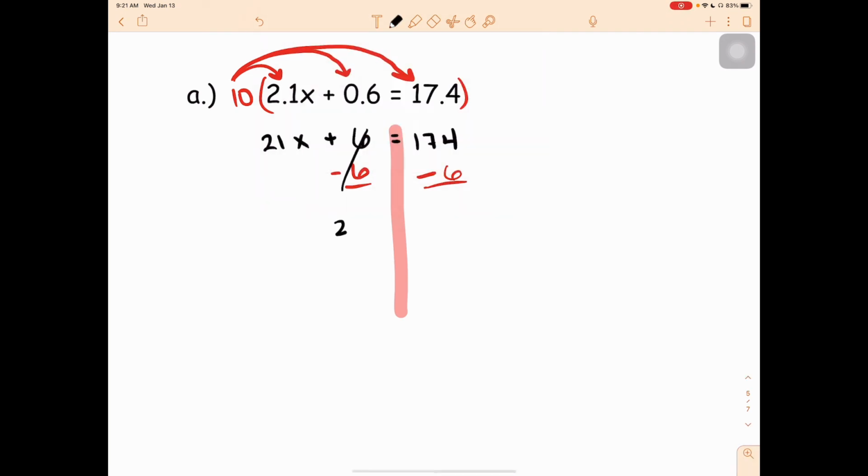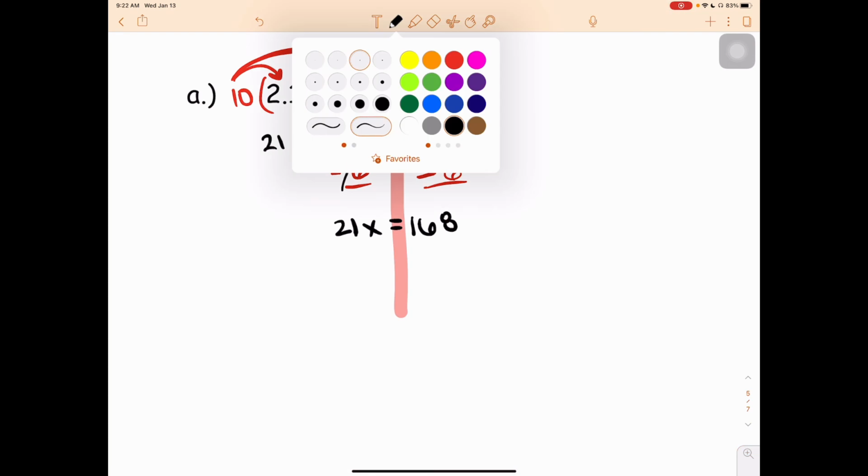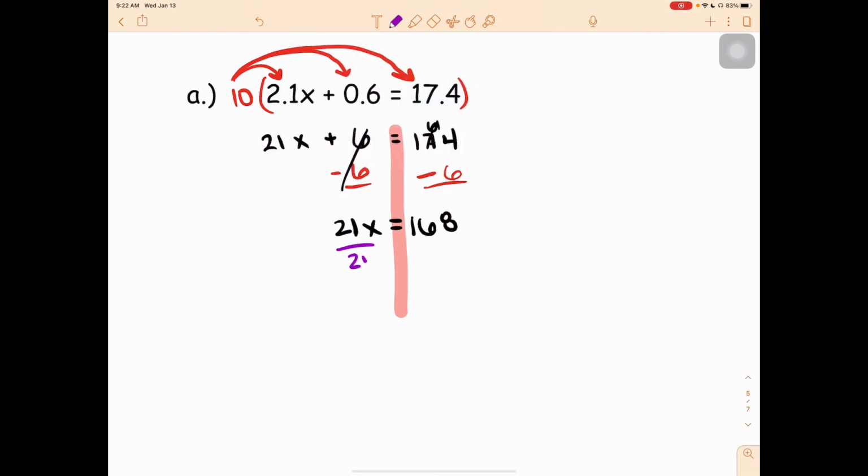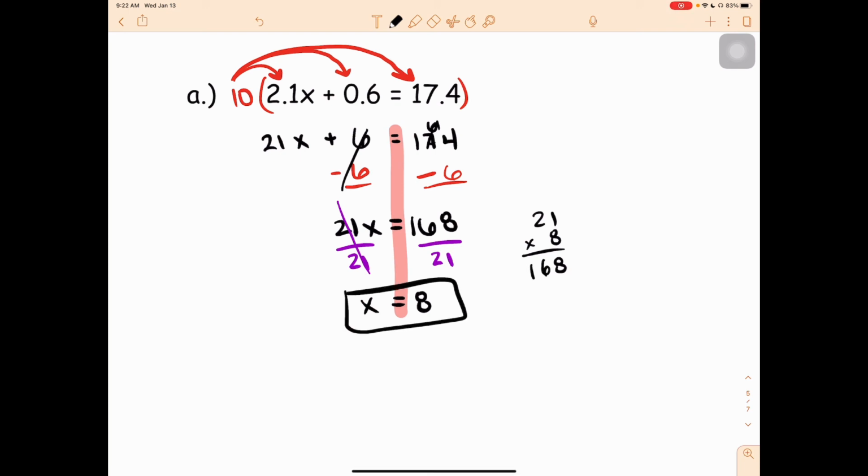Those two cancel out, so we get 21x equals 168. So we're still solving for x here, so divide both sides by 21. We're going to get x equals 88. Oh, no, not 88, gosh, 8. 21 times 8 is 168. X equals 8. Okay? So that one's a little bit easier than doing it with the decimals.